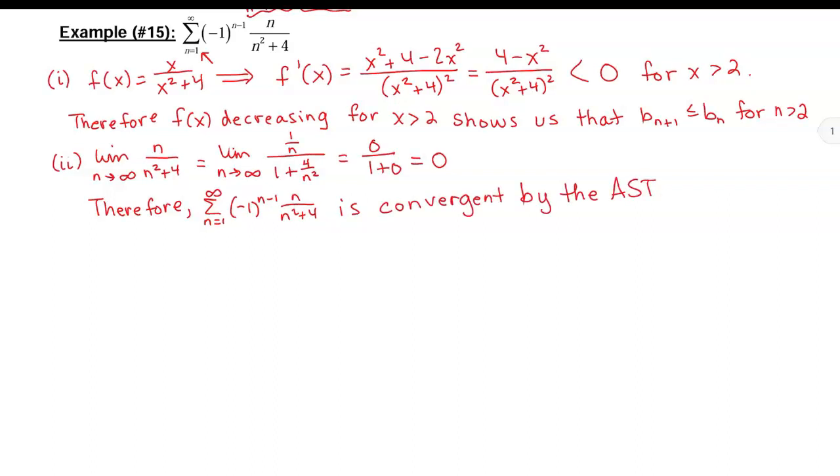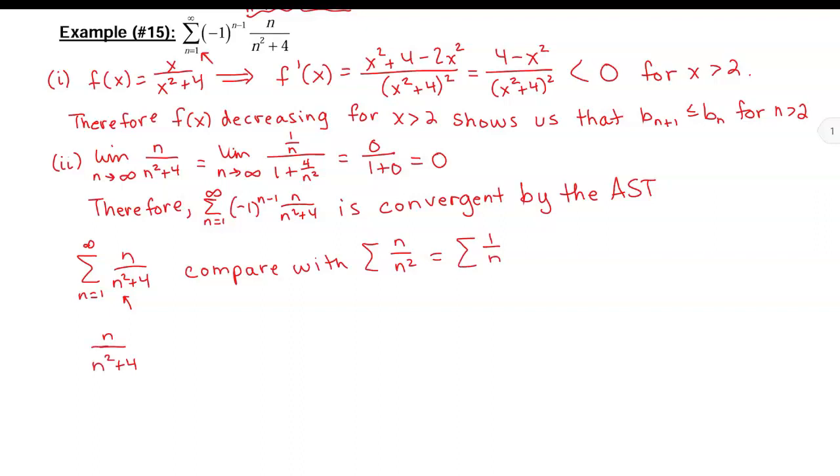Now that we have convergence, let's check for absolute convergence. We are going to look at the absolute value of our series. We're going to look at the series of n over n squared plus 4, not the alternating series. I'm noticing the dominant term in the denominator is the n squared. I'm going to compare with n over n squared, which is the same as 1 over n.